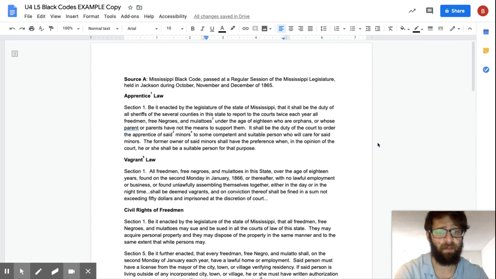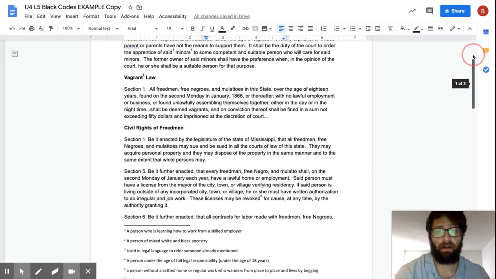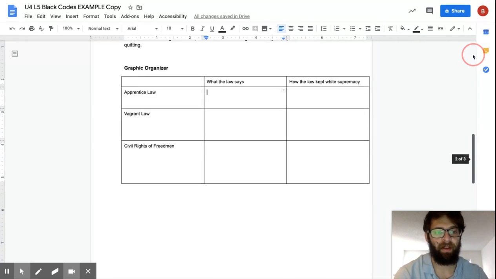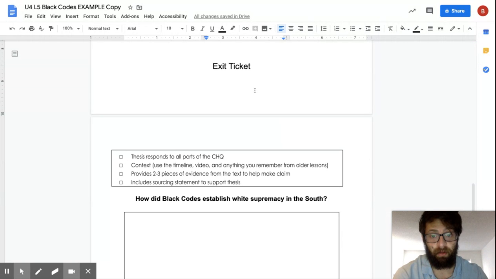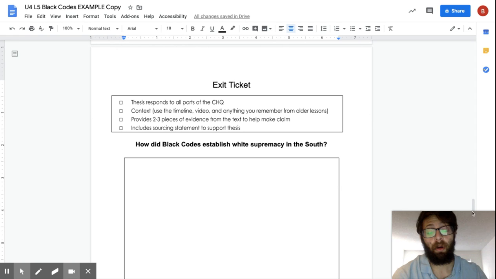as successfully as possible. So the very first thing that we should do is scroll past this entire thing and look at the end, which we will find, as it's edited very poorly, our exit ticket. So our question should guide our entire thinking. How did black codes establish white supremacy in the South? So as we read through the document, we should always be coming back to this. There are these things that are black codes. How does that lead to white people staying in power in the South?